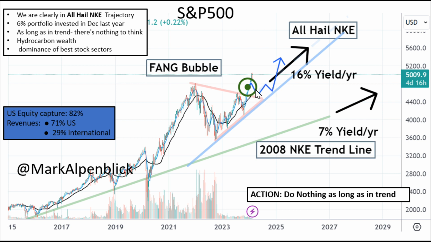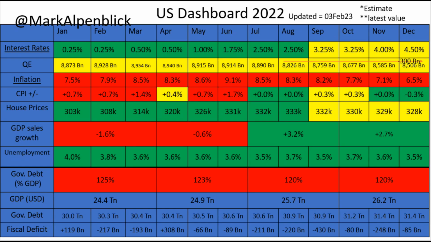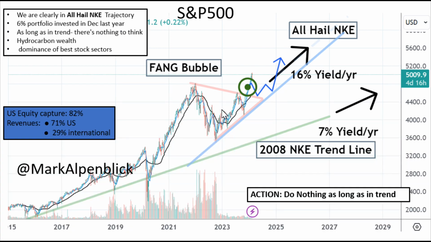And in December of last year, I opened a position with 6% of my portfolio in the S&P 500. I was expecting the all-time high to act as a kind of resistance, before the US presidential election being the catalyst for us to then continue in this vein. But we've actually well exceeded my expectations, with the S&P 500 where it currently is. And as long as we're obeying this trend, there's really not much for me to think about in terms of closing that position.